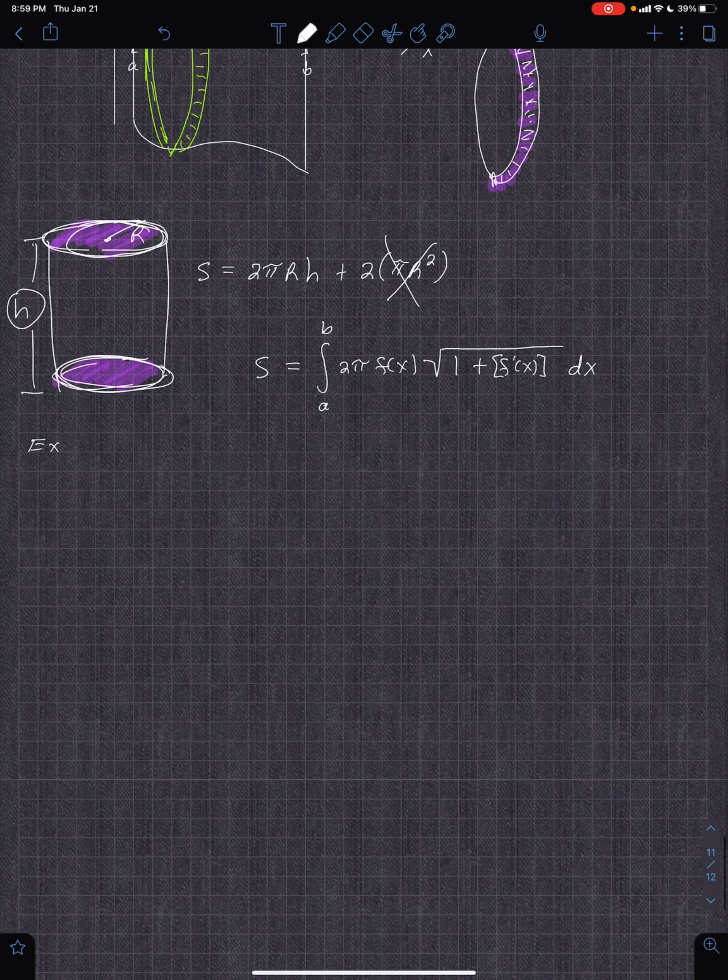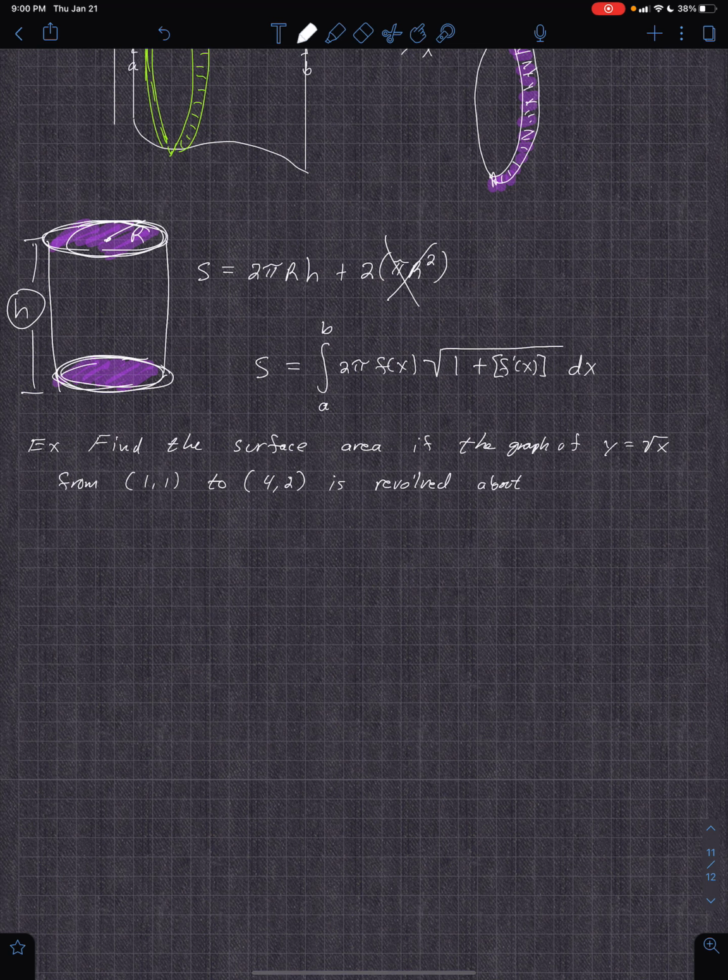Kind of a simple one, but it's fine. Find the surface area if the graph of y equal to square root x from (1, 1) to (4, 2) is revolved about the x-axis.